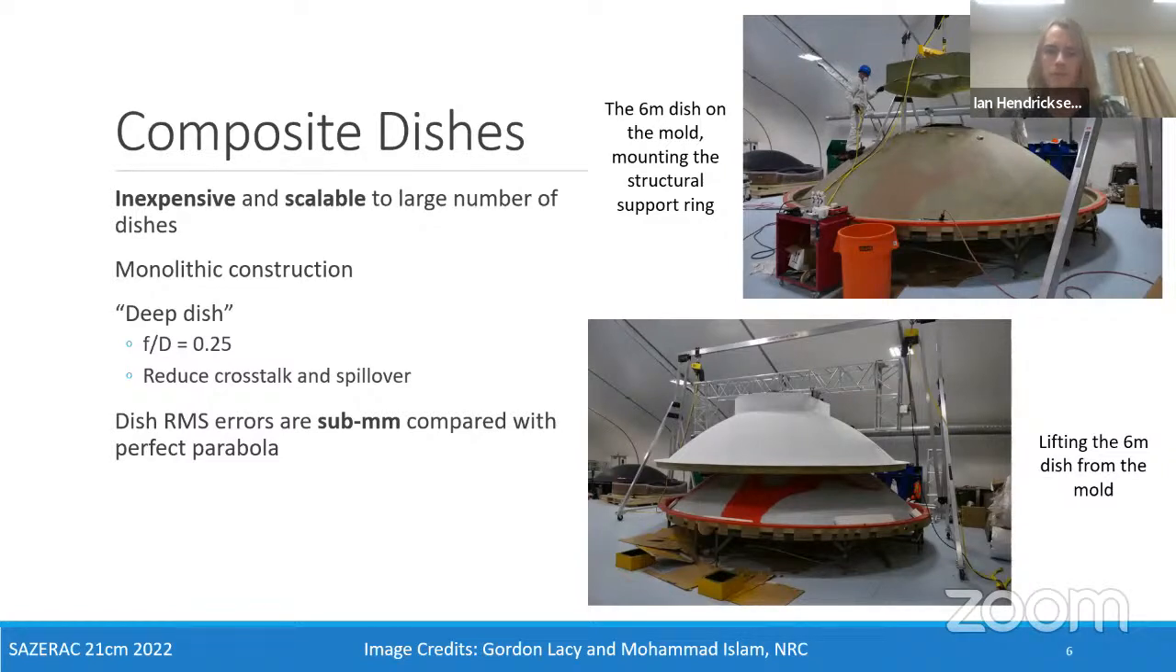So the 6-meter dish on the mold is shown on the top right, where the structural support ring is being mounted. And on the bottom is lifting the 6-meter dish from the mold. You can see that it's a single cohesive unit, the monolithic construction design, not stitching together separate pieces to form a whole, but rather just making it one cohesive unit at the start.